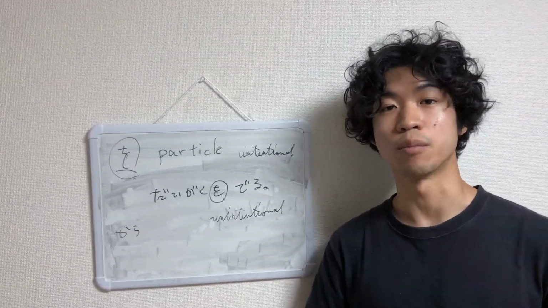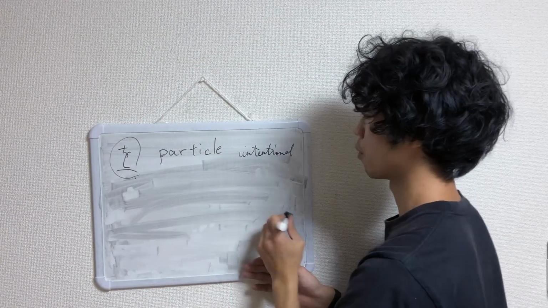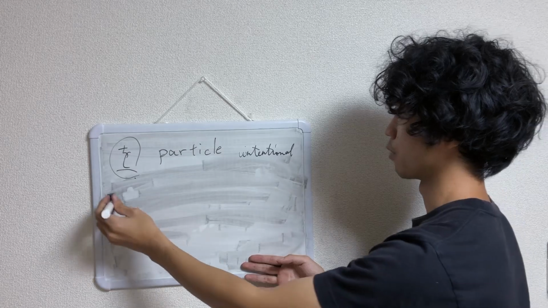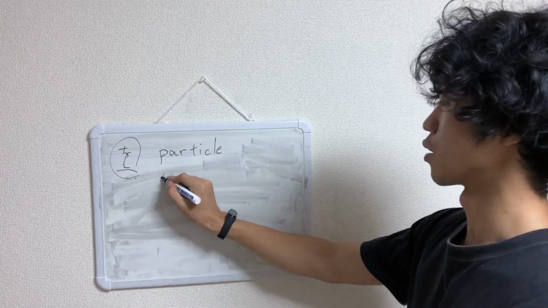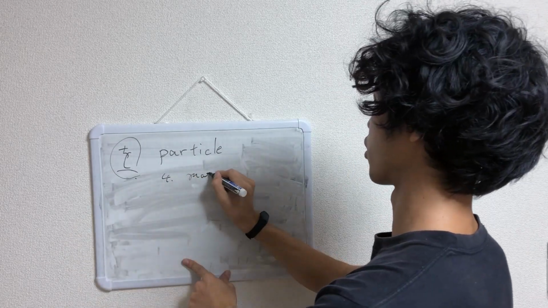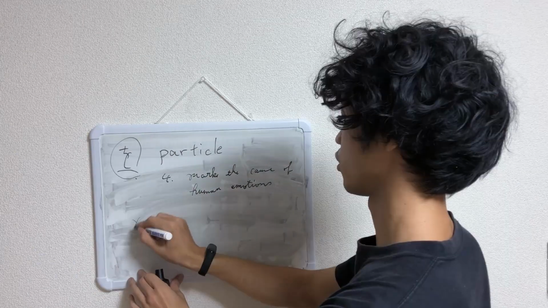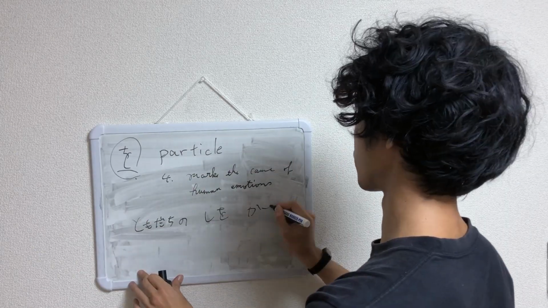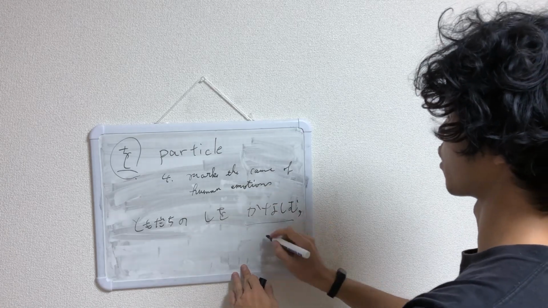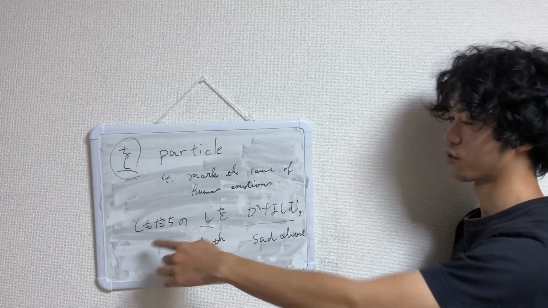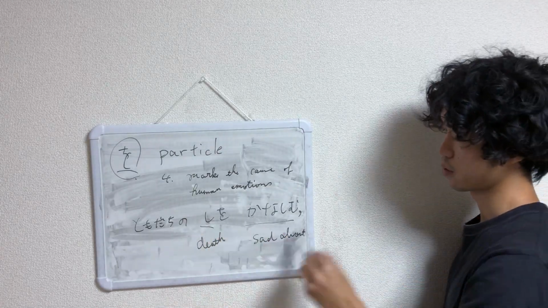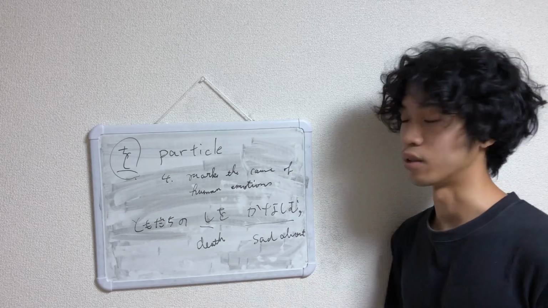Now the last one, number 4, is going to be marking events that provoke human emotions. Now let me give you an example. That's number 4. Marks the cause of human emotion. Example, 友達の死を悲しむ. Okay? 悲しむ is to be sad about. 死, death. 友達, friend. So, friend's death, sad about. Be sad about a friend's death.